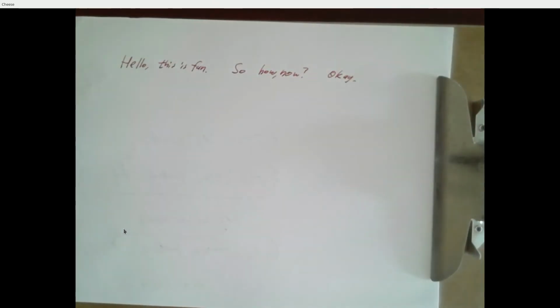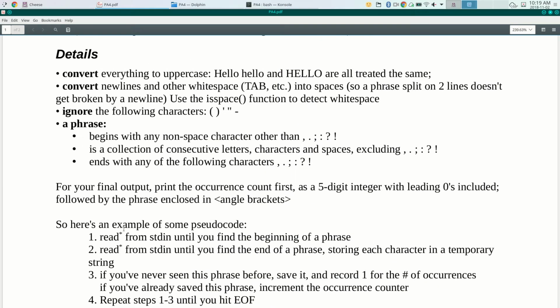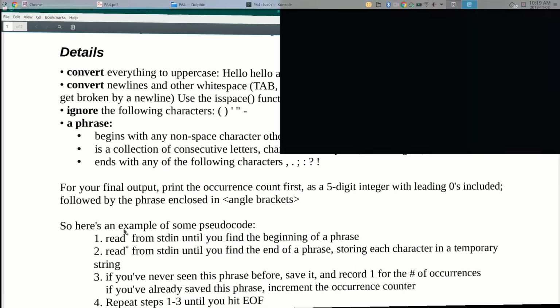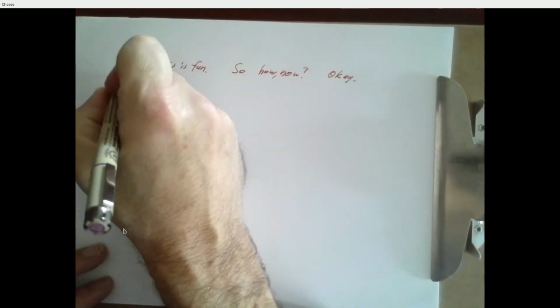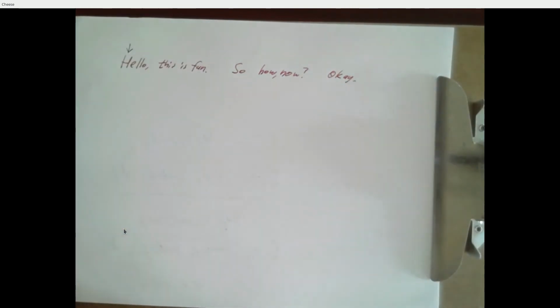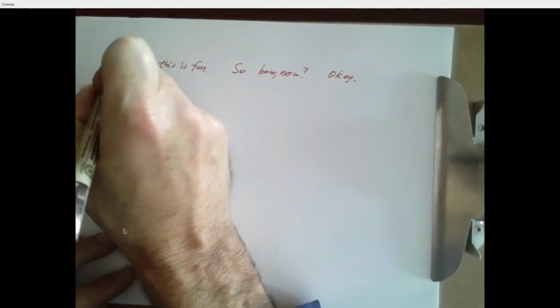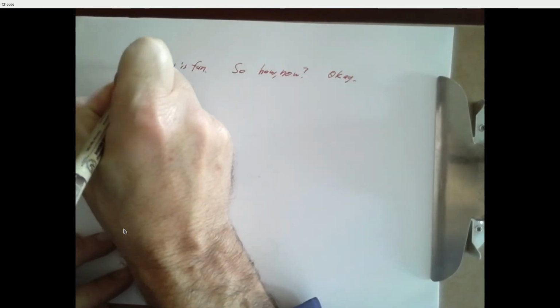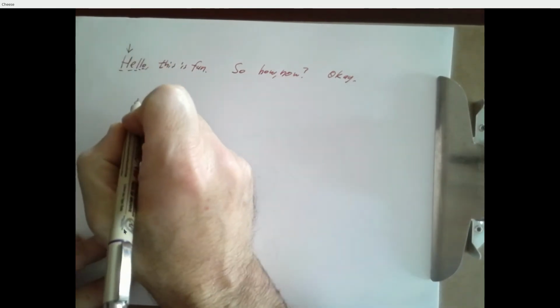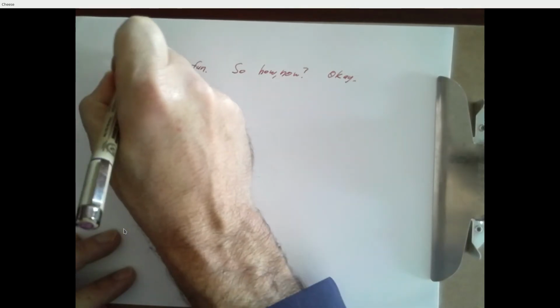But let's say this is your input. So it begins with a non-space character other than punctuation. Okay, so this is the beginning of a phrase right here. And then it's any collection of characters, including spaces, other than punctuation. And punctuation is comma, period, semicolon, etc. So it's going to include all of this until you get to the comma, right? And the comma marks the end of the phrase. So this is one phrase.